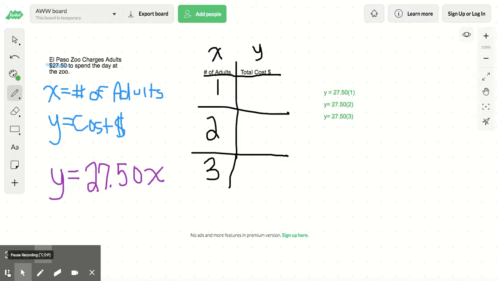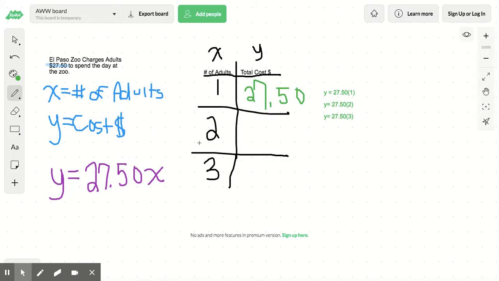Okay, so I got the table set up. So we already identified that our x represents number of adults and our y is the total cost. So we're going to use our equation here in purple, and we're going to plug in these values of x wherever we see x to find y, our total cost. So I went over here and typed it to the side. So the first one would be for one adult, we would take the $27.50 and multiply it by 1, and that gives us the $27.50.